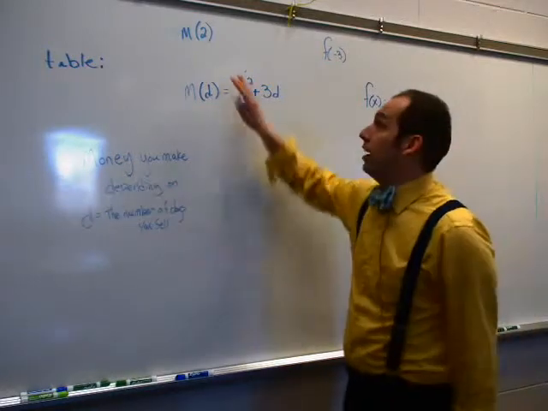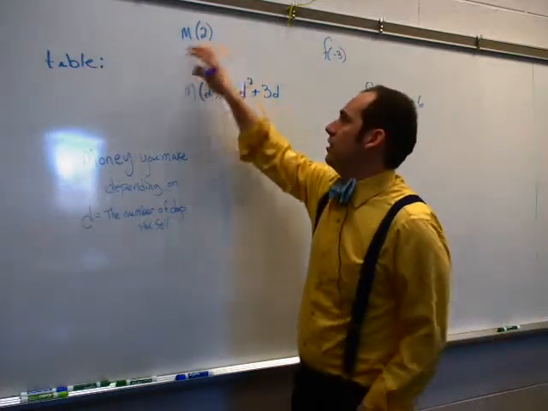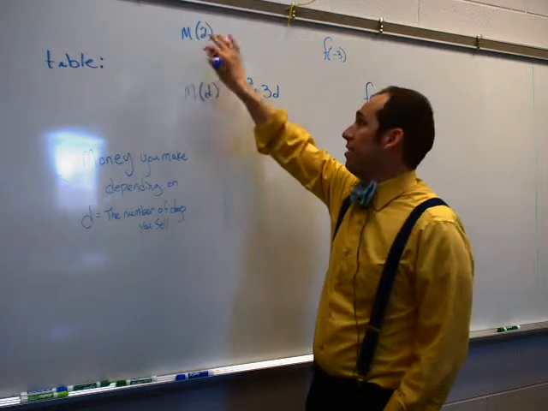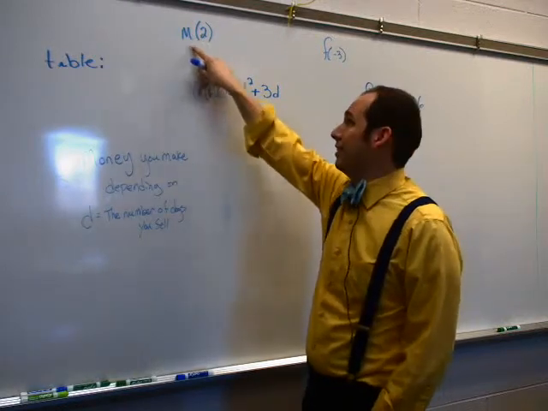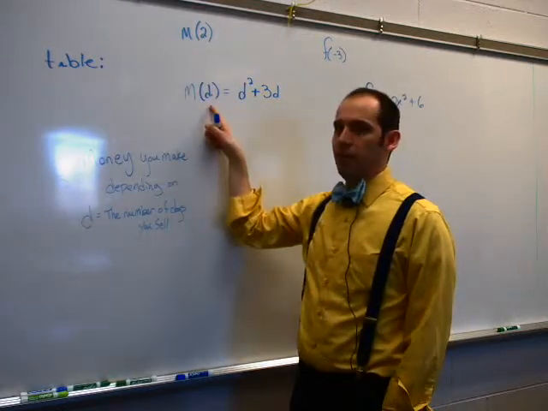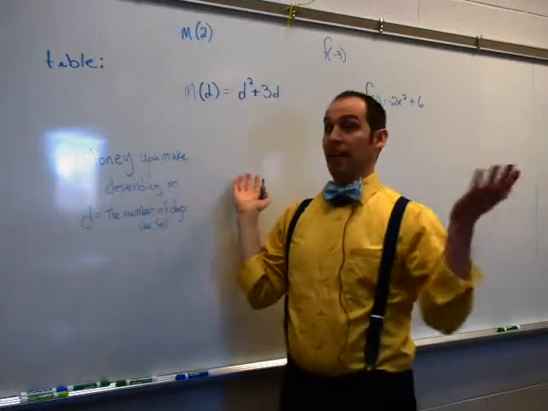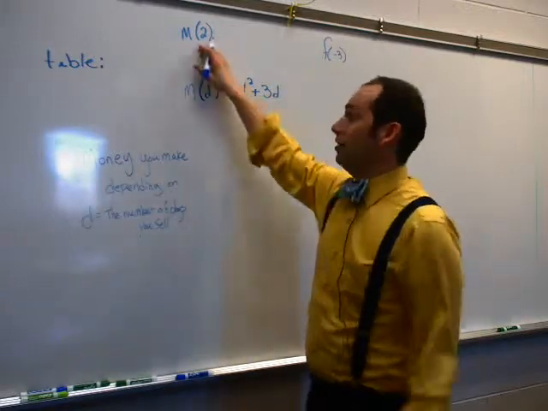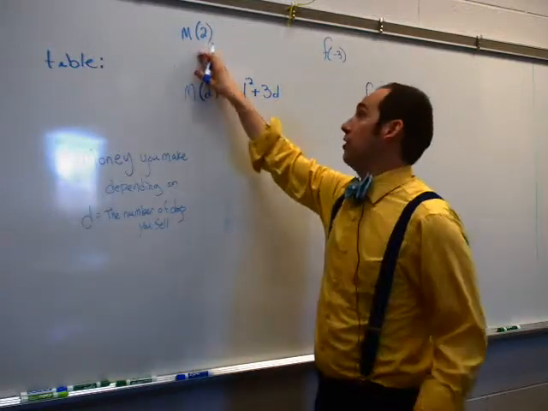So let's try this out. What this says is, how much money do I make if I sell 2 dogs? That's exactly what this title is. So this is how much money I make selling D dogs, D being I have no idea how many dogs there are. Here is how much money do I make if there are 2 dogs that we sell.